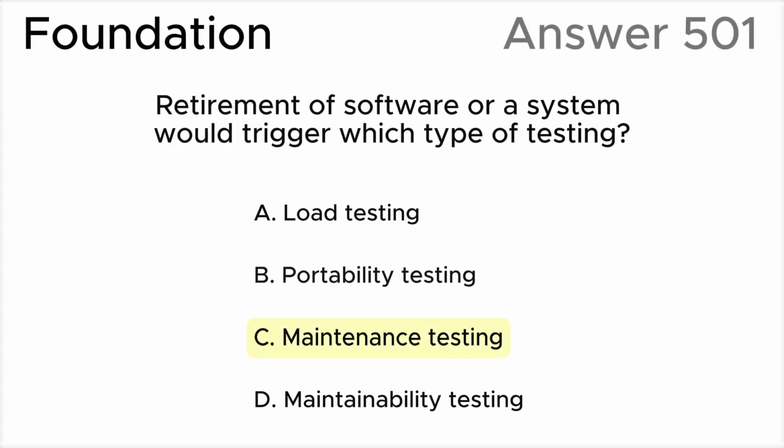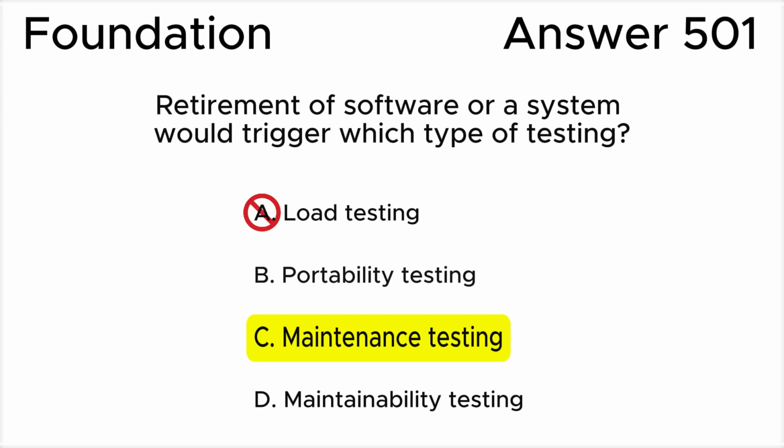Correct answer is C, according to the ISTQB Syllabus. Retirement of software triggers maintenance testing to ensure proper data migration, moving data to a new system, data archiving, storing all data for compliance, restore and retrieval testing, ensuring all data can be accessed if needed. Retirement testing is a part of maintenance testing when a system is decommissioned. All the rest of the answers are wrong.